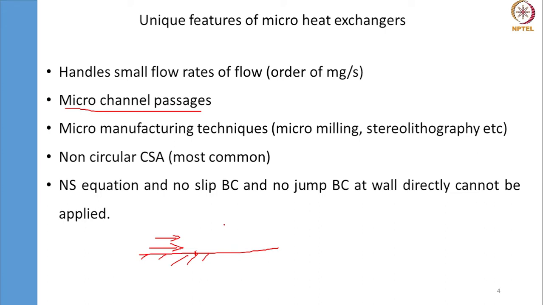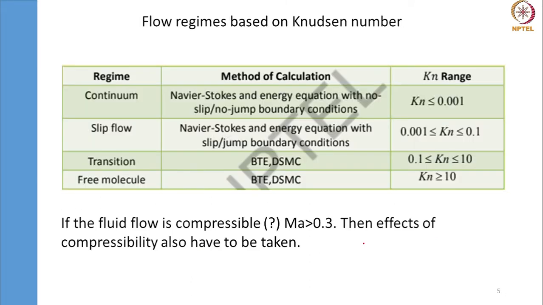Also, there is the temperature jump boundary condition, which says that the temperature of the fluid right next to the wall should be equal to the temperature of the wall. However, even this boundary condition need not be true in the case of micro heat exchangers. That means there could exist a certain temperature difference between the fluid and the wall. I mean fluid next to the wall and the wall itself.